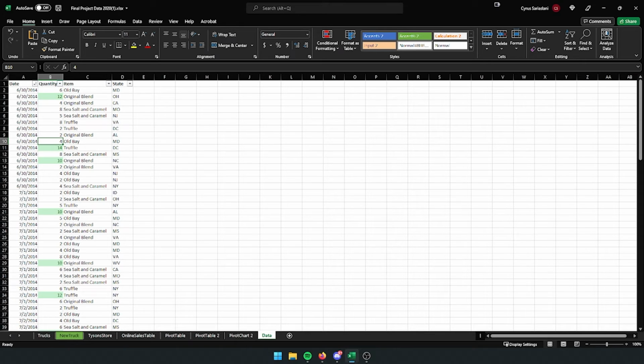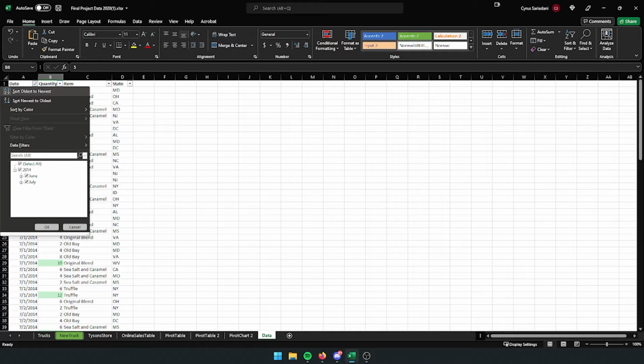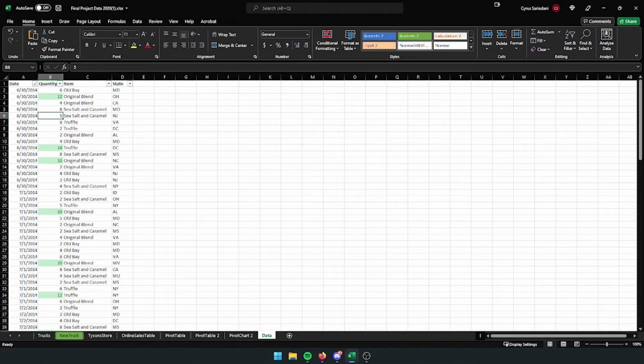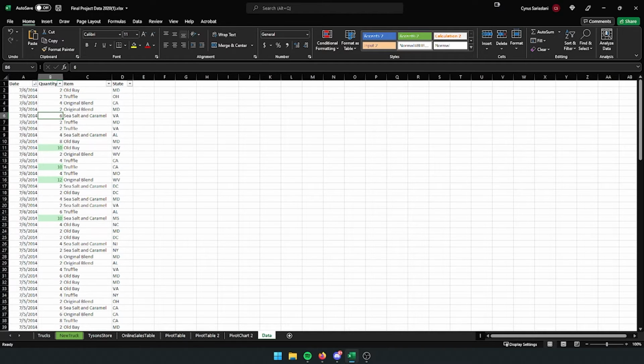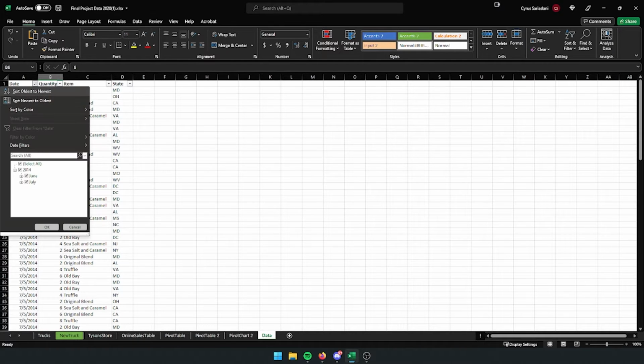Starting with the data sheet, we can see a list of sales from June 30th to July 4th. For each day, they have also provided the number of each item sold that day and in which state it was sold. I've taken the liberty of using the sort and filter function in Excel so I can easily sort through this information. So as you can see, I have used the sort function in order to sort the date from oldest to newest, but of course it could be reversed for newest to oldest if you would prefer that as well.